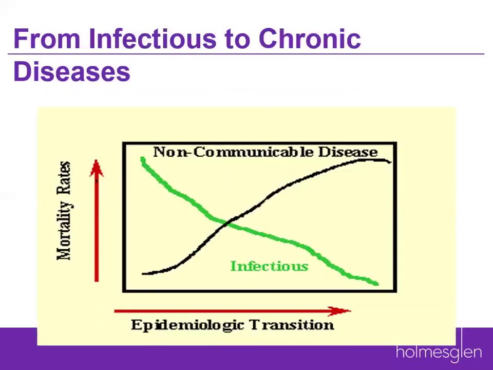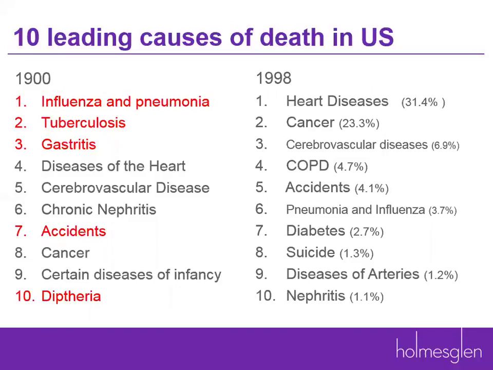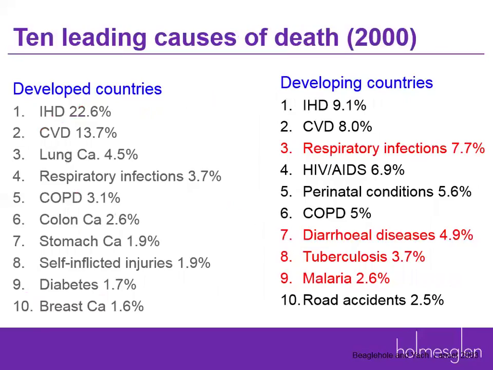There's been a shift from infectious to chronic diseases over time, to the extent where there's been some quite noticeable shifts. Those five in the red in 1900 are out of the top 10 by 1998. And their place has been taken by chronic diseases that are arguably to do with lifestyle. Again, in developing countries, issues in the red on the right.